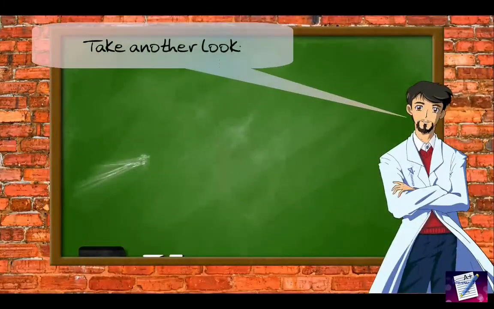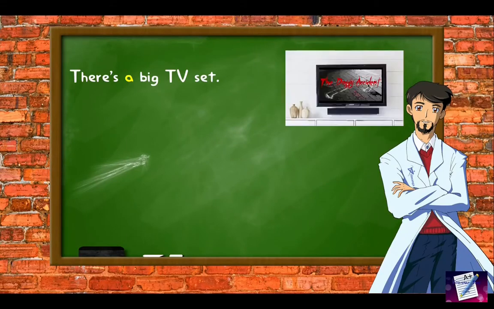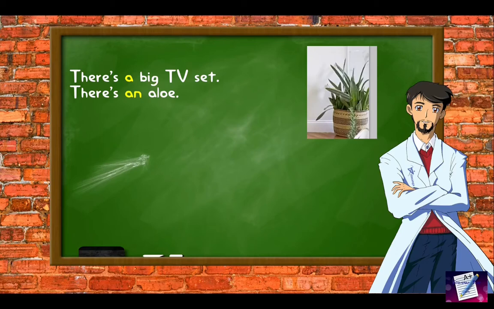So, take another look. There's a big TV set. There's an aloe. What do they have in common? Well, they are both singular, yes. Now the big difference between a and an is not really big at all. It's phonetics. If there is a vowel directly after the determiner, then you add the n.